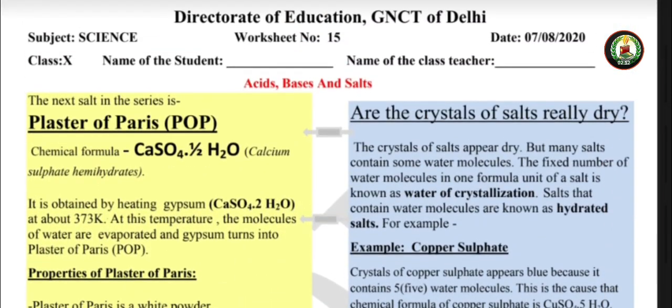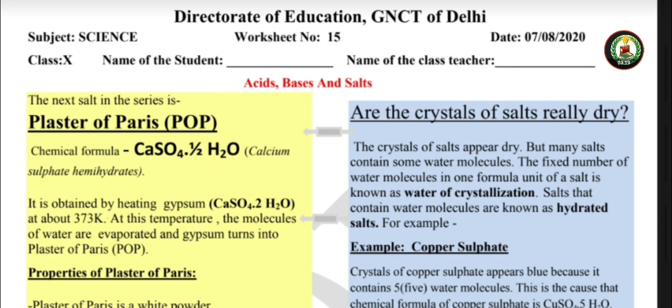The next one is: are the crystals of salts really dry? Students, the crystals of salts appear dry, but they are not dry. They contain some molecules of water, and the fixed number of water molecules is called water of crystallization. Got it? The fixed number of water molecules in one formula unit is called water of crystallization.